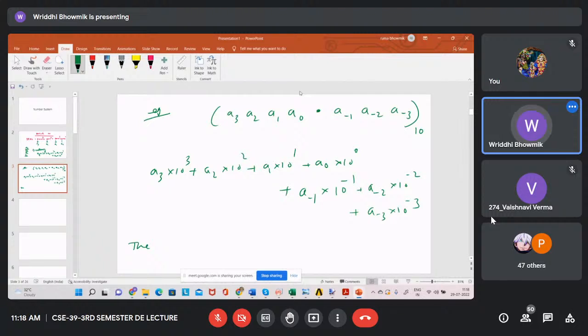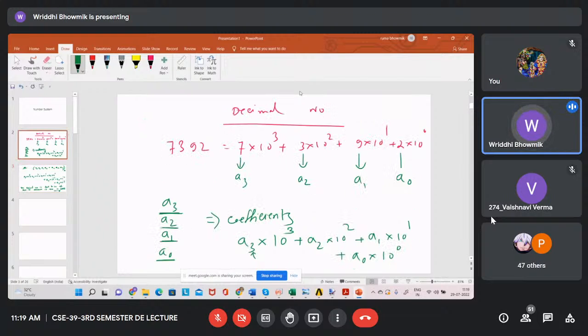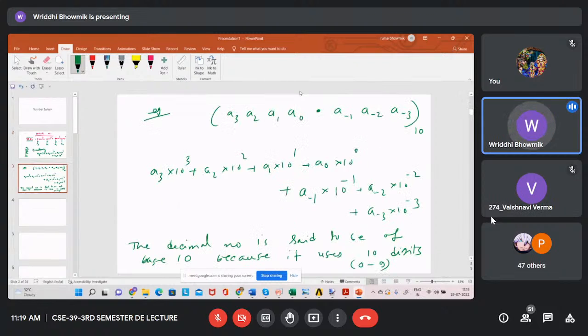So I can write that the decimal number is said to be of base 10 because it uses 10 digits. 10 digits means from 0 to 9. Okay, from 0 to 9, because if you take this example of 7392 and observe, all the digits are between 0 and 9. Okay. So the decimal number is said to be of base 10 because it uses 10 digits.